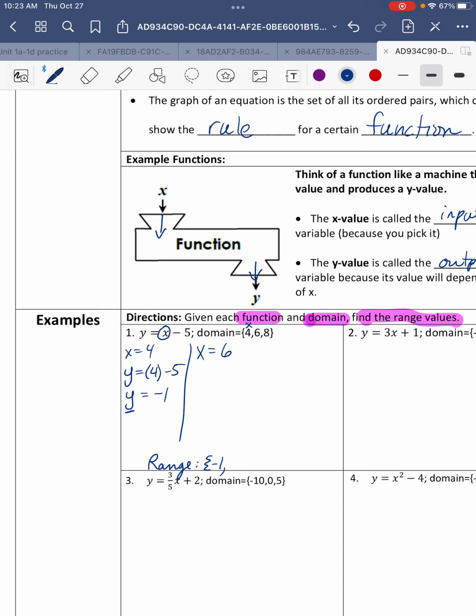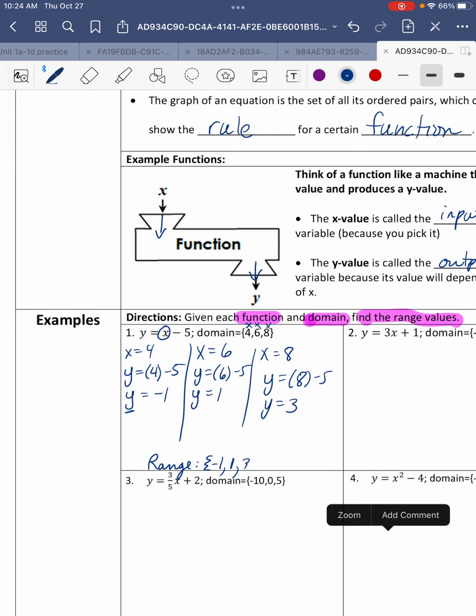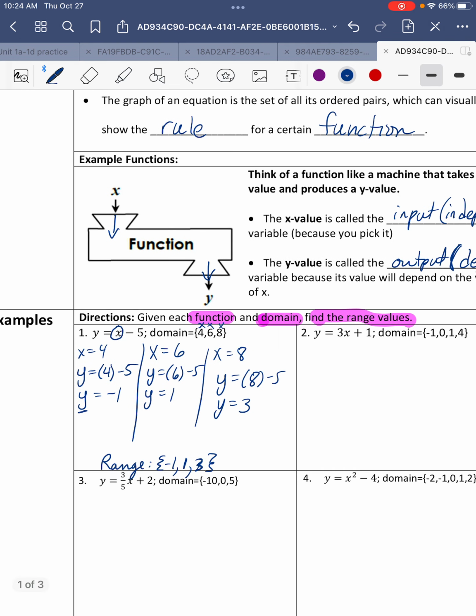Y is -1. We're now going to put in x equals 6 into the original equation. 6 minus 5 is 1. So now we're going to put 1 in our range. And now we'll do x equals 8. So x equals 8 minus 5. 8 minus 5 is 3. And there we go. There's our range, -1, 1, 3. That corresponds with our domain, our 3 values that we substituted in for domain.